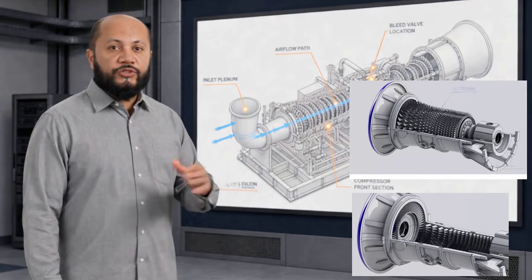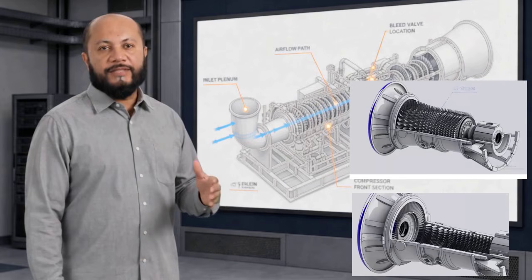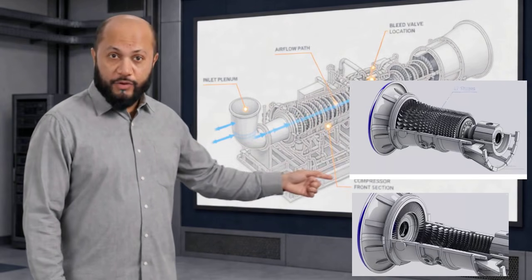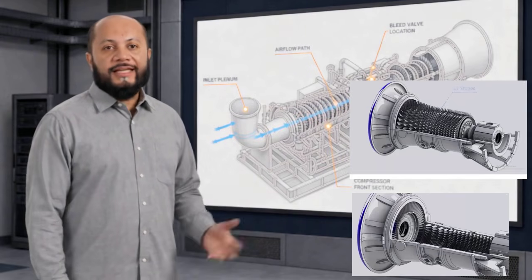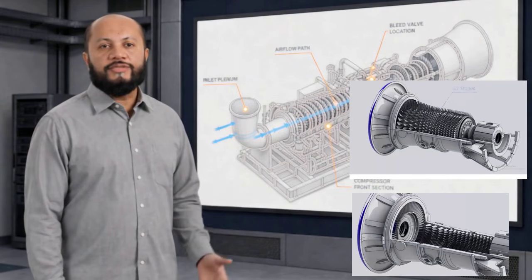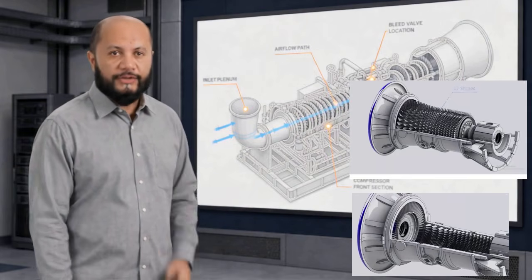As speed approaches the normal operating range, identified in the source at the 95% speed relay, the bleed valves close and the IGVs move toward their normal operating position. The inlet guide vanes therefore help establish the correct airflow into the first compressor stage during acceleration and operation.